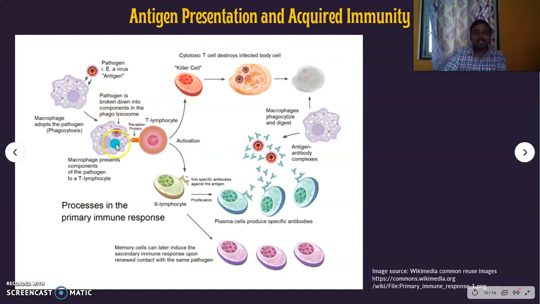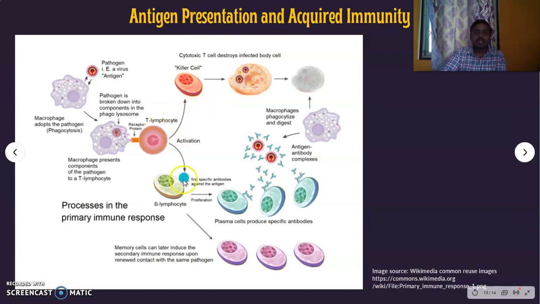When this pathogen is engulfed by the macrophage, it becomes a phagosome. When this phagosome joins with a lysosome, it forms a complex called phagolysosome, where the lysosome enzymes are poured over the pathogen and break it down into smaller components. This macrophage then presents the smaller broken down components of the pathogen to T lymphocytes, that is T cells. Then this T cell can take multiple paths. For example, this T cell can activate and become a killer cell or the cytotoxic T cell, which in turn can destroy the infected body cell.